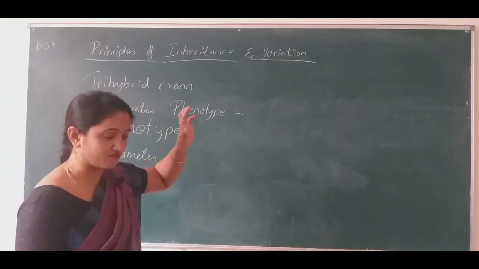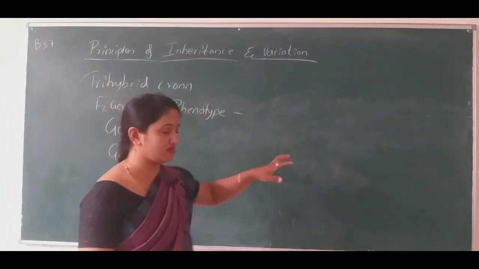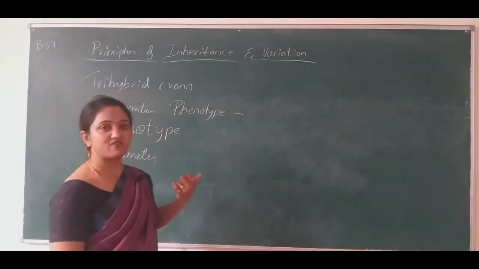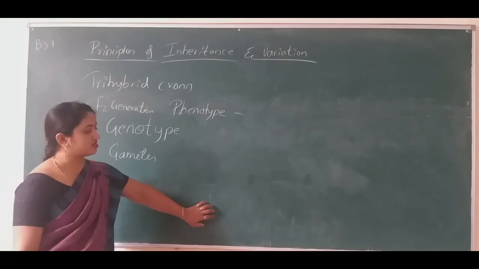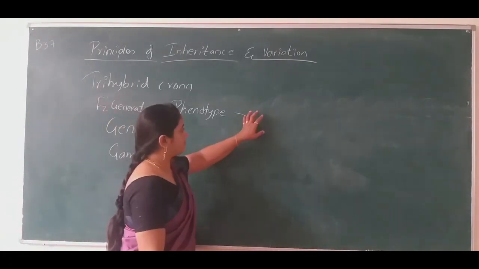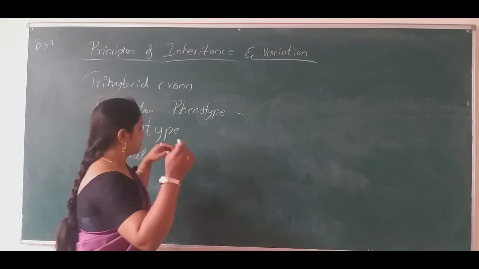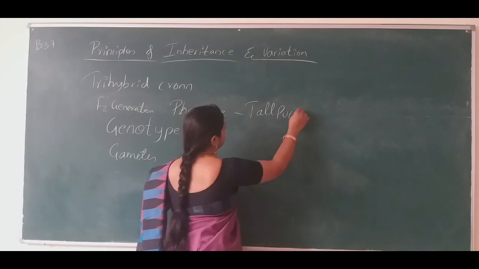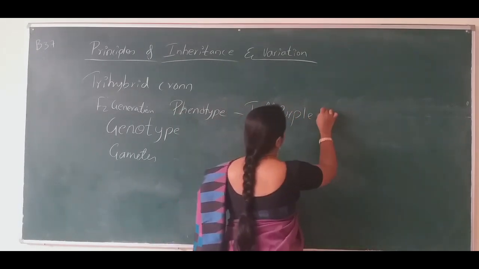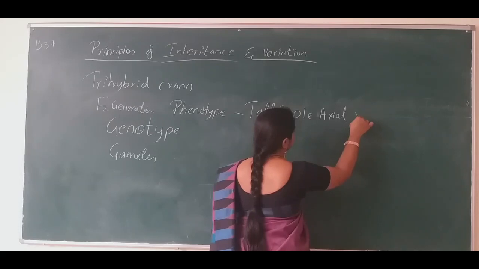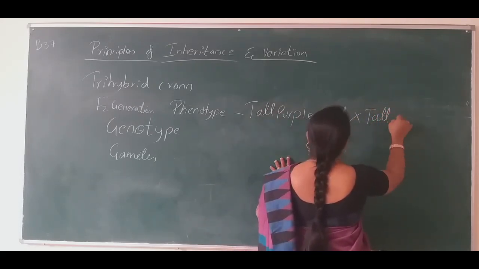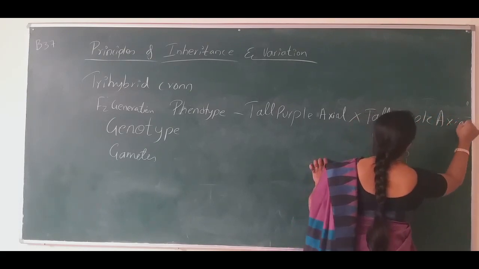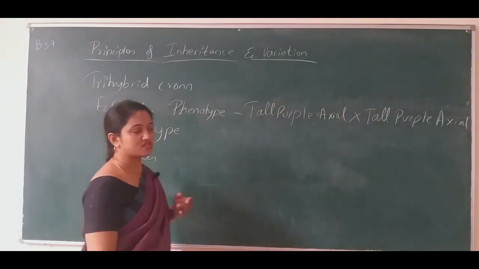Which plant are we selecting in the F2 generation? We are selecting the F1 generation offspring. We are self-pollinating that offspring. What we got here is the same thing we are crossing here in the F2 generation. So we got that tall, purple and axial plant, and with the same we are crossing, which means we are self-pollinating.